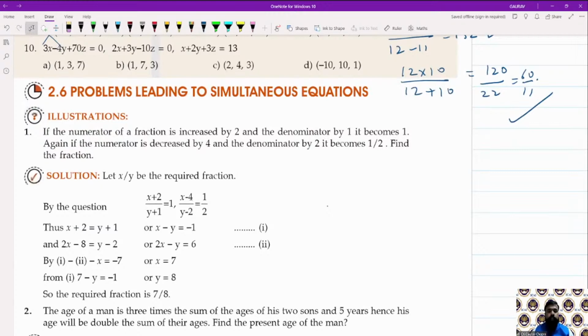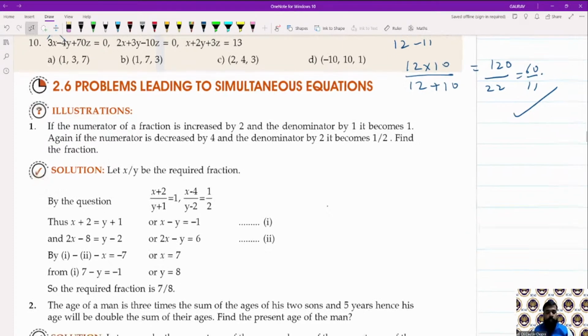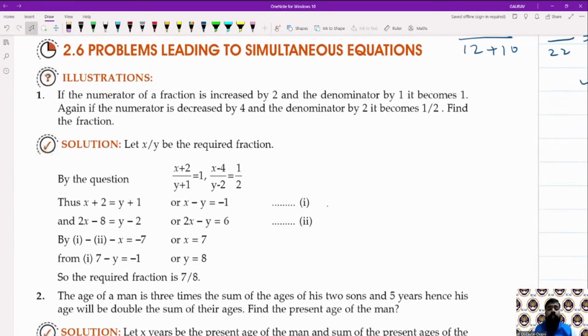Then come the problems leading to simultaneous equations. This time these are word problems, and we have to frame the equations. Only framing the equation is important, and in some cases we can directly solve again using options. So in this whole chapter, the main trick is to use the options and we can easily reach our answer. So let's try the first one.